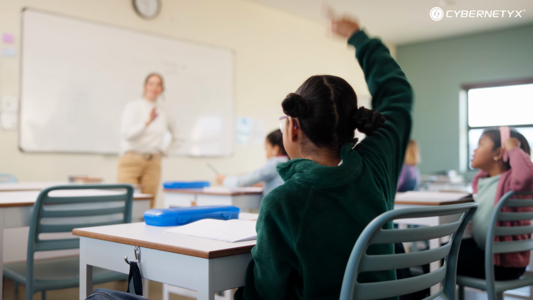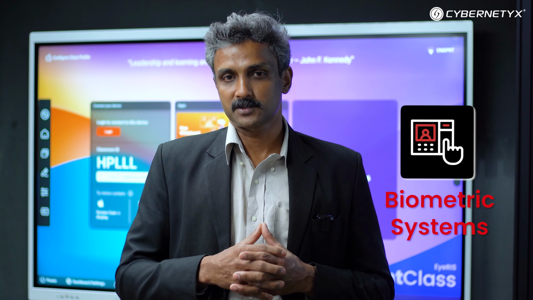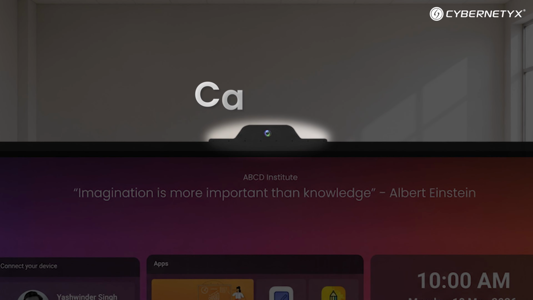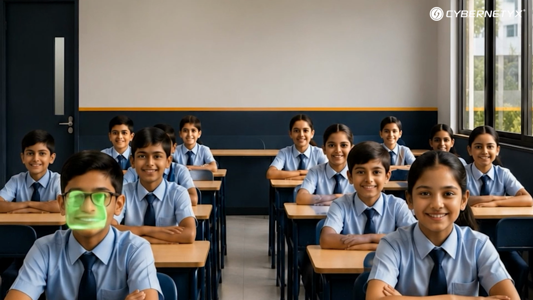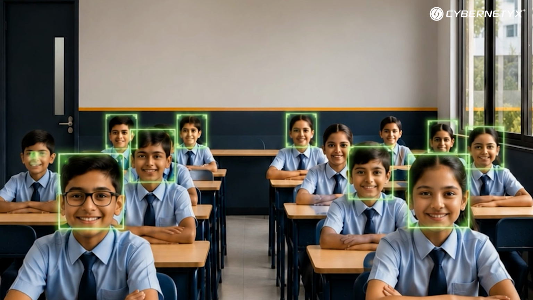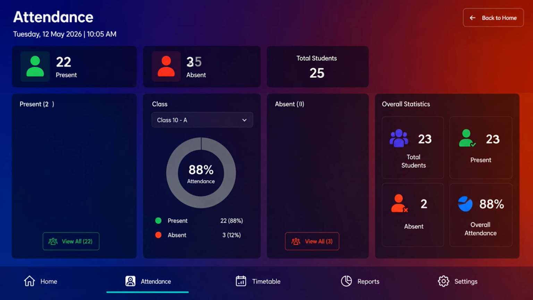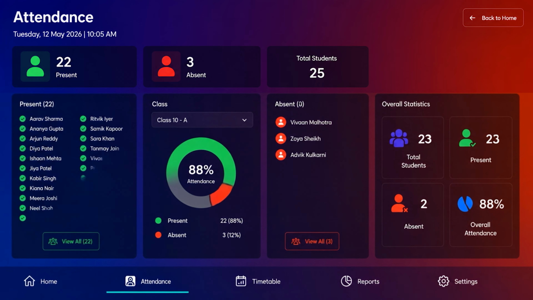Next comes another everyday task, attendance. Teachers spend valuable time calling out names, marking presence, and many schools install separate biometric systems. Again, extra cost, extra setup. So we looked at how this could be simplified. With a built-in camera, attendance can be captured intelligently. Students are recognized, presence is recorded automatically, saving time in every single class.